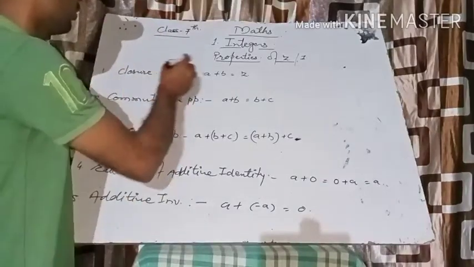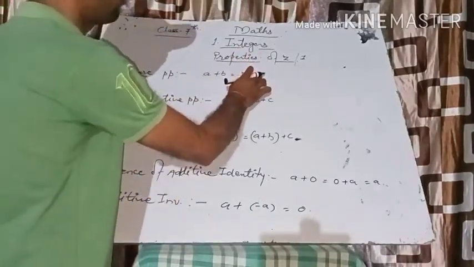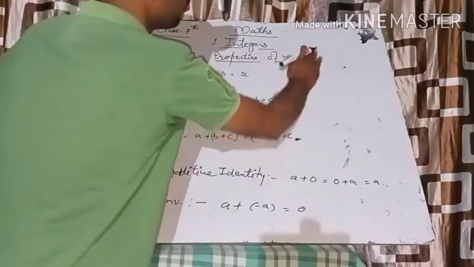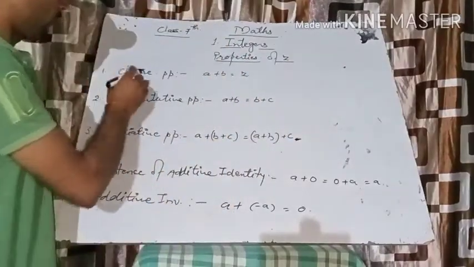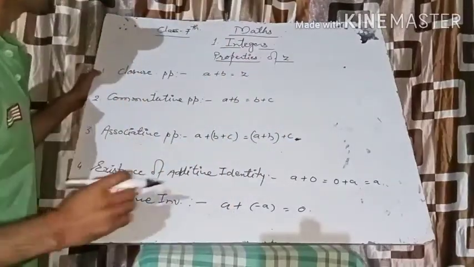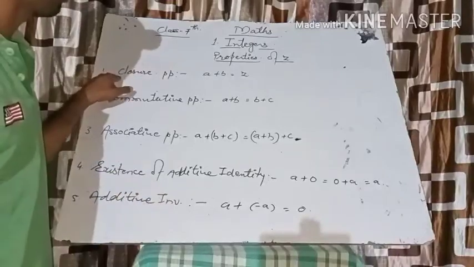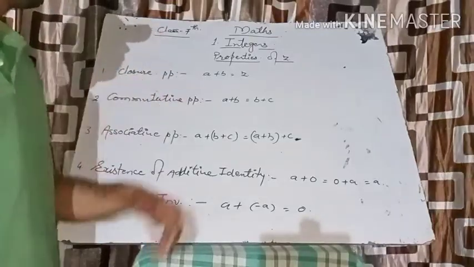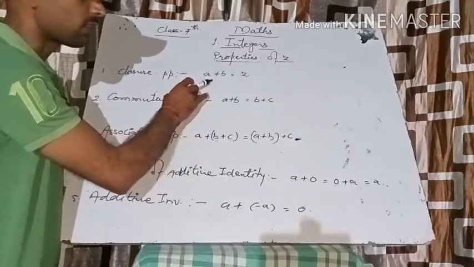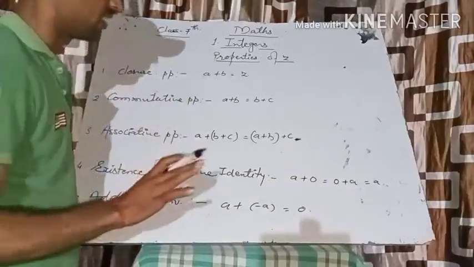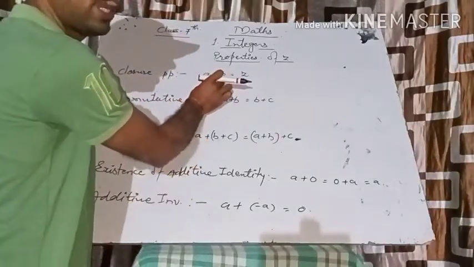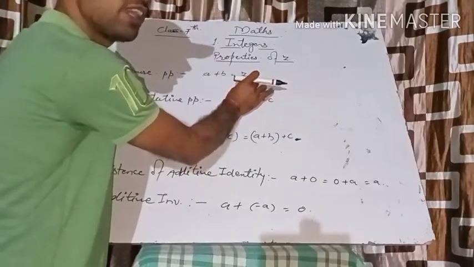So first, the properties of integers over addition. The first property is the closure property. Suppose we have two integers, a and b. Then the sum of a and b will always give an integer.